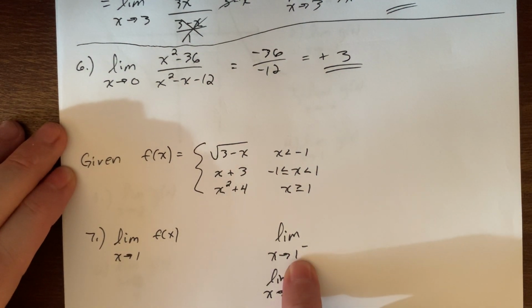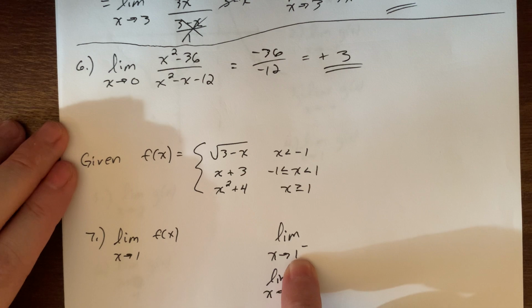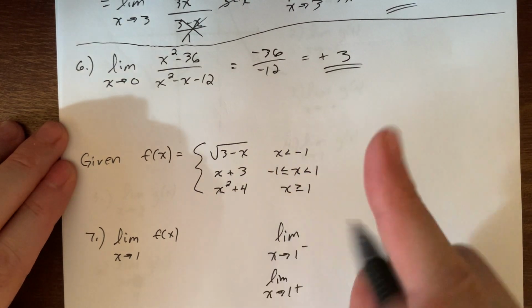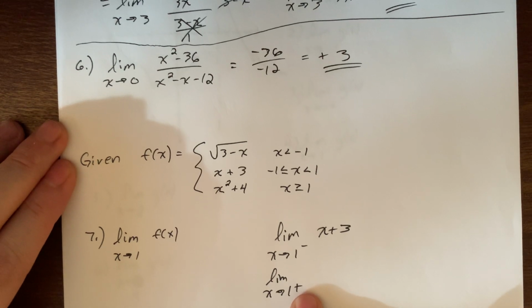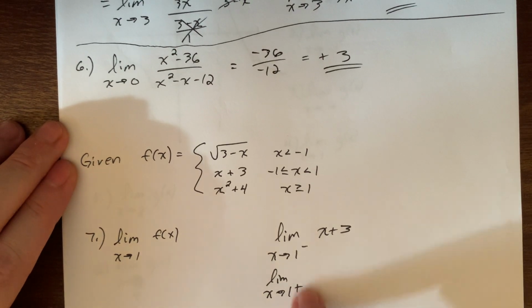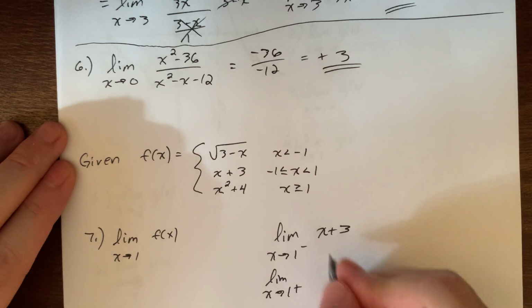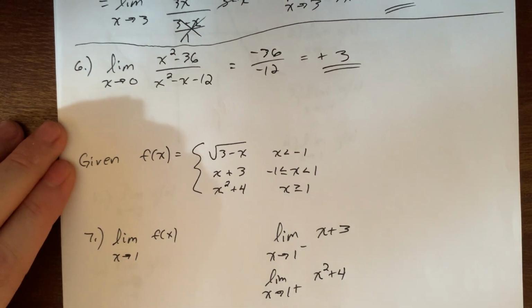So again, 1 from the left: 0.8, 0.9, 0.99. Those values are less than 1. I'll use x plus 3. 1 from the right: 1.2, 1.1, 1.01. We're in this interval, so we'll use the x squared plus 4.